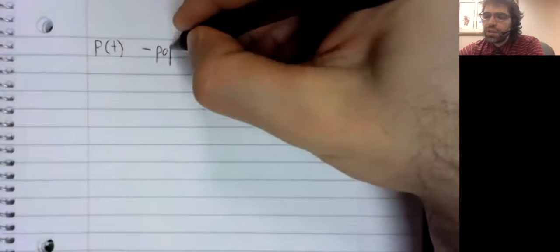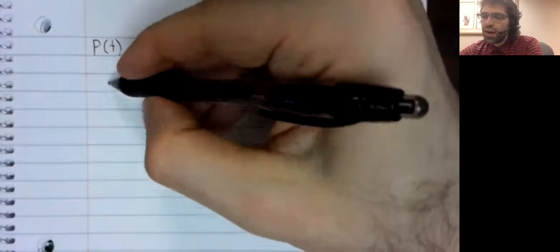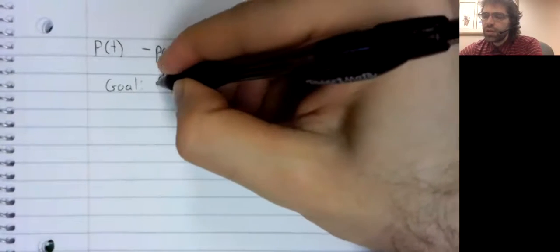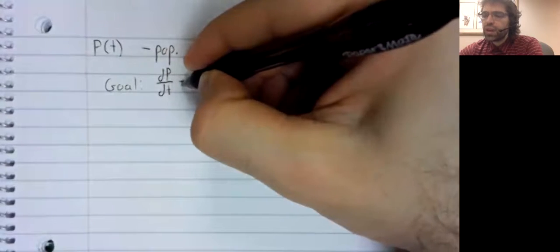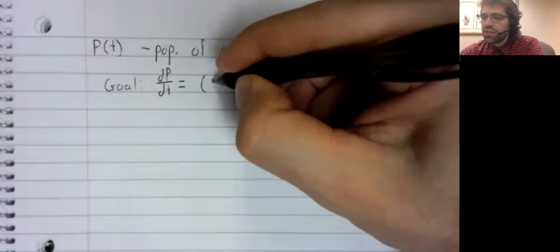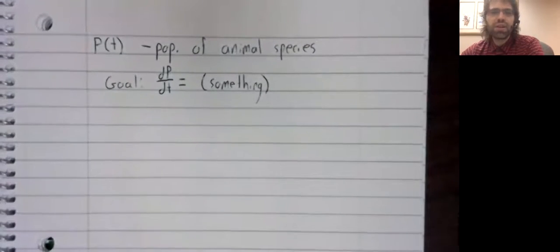In this video, I am going to introduce the general population model. We'll define a function we're interested in, P of t, that gives the population of some animal species. And this population changes with time. And our goal for this video is going to be to set up a differential equation, dP/dt equals something.